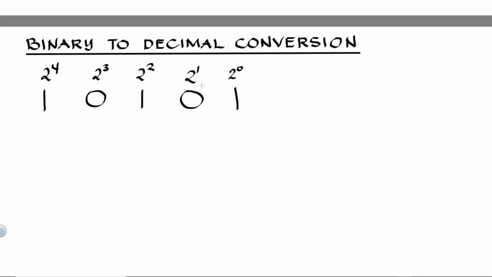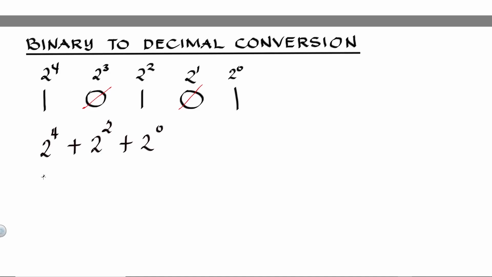Next is to cancel all 0 digits. We will not include them. Every time you see 0, you just ignore them. So next is to multiply the remaining ones. So 1 times 2 raised to 4 is equal to 2 raised to 4. Plus 1 times 2 raised to 2 is equal to 2 raised to 2. Plus 1 times 2 raised to 0 is equal to 2 raised to 0.